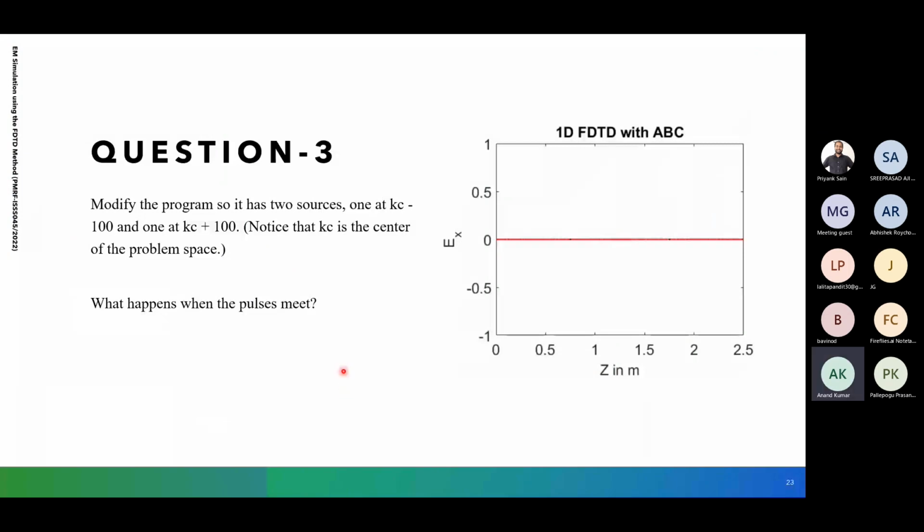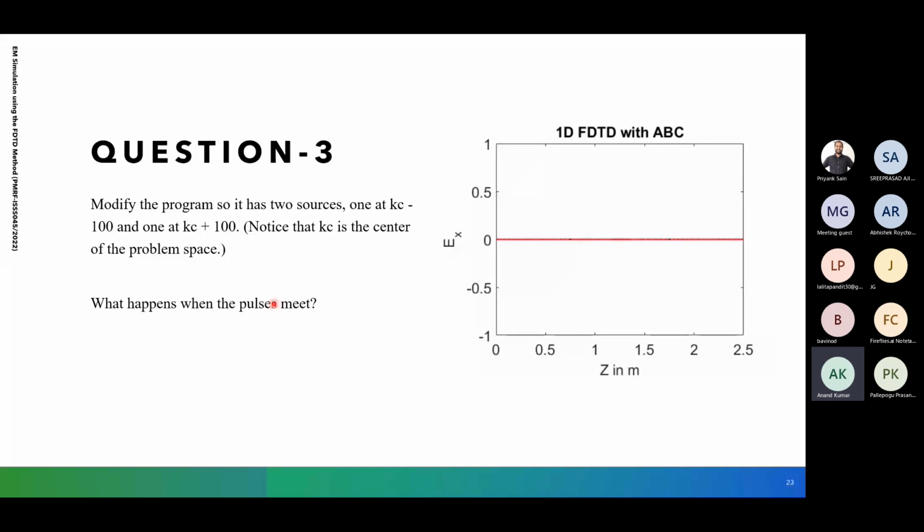Okay. Any follow-up questions, Jay, on the hard source and soft source and using two sources? Oh, that's fine. Okay. Anybody else? Any questions or queries on question 3? Okay, so we'll move to the next question.